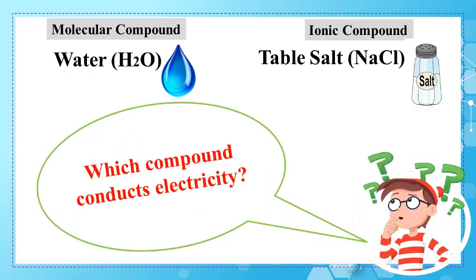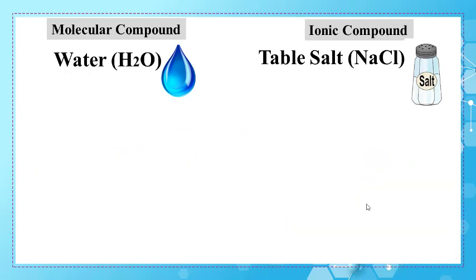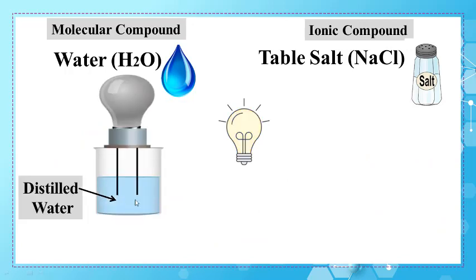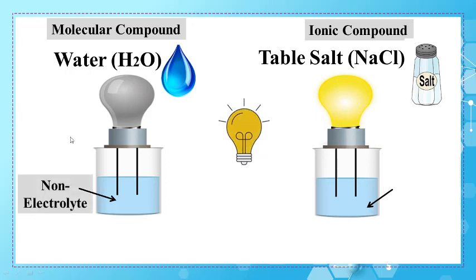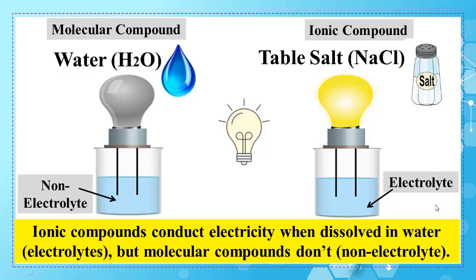Now, what about conduction of electricity? Which compound conducts electricity? As we see, distilled water does not conduct electricity, while table salt dissolved in water conducts electricity. So we can say that distilled water is a non-electrolyte, while table salt dissolved in water is an electrolyte. Thus, ionic compounds conduct electricity when dissolved in water, and they are called electrolytes, while molecular compounds do not conduct electricity, and they are called non-electrolytes.